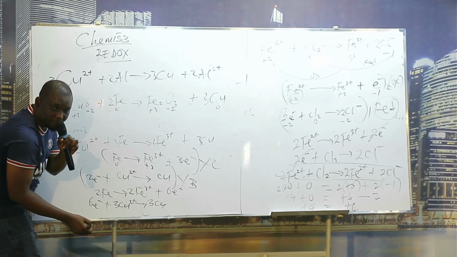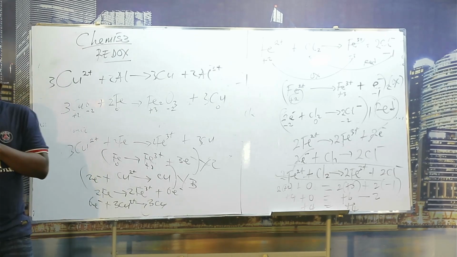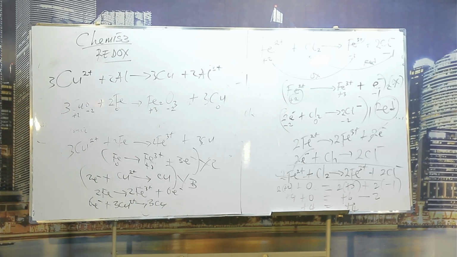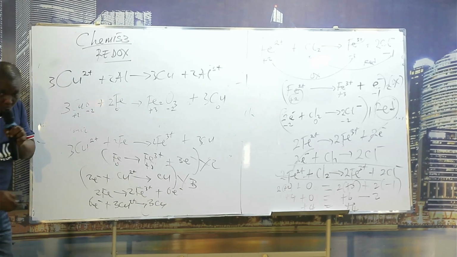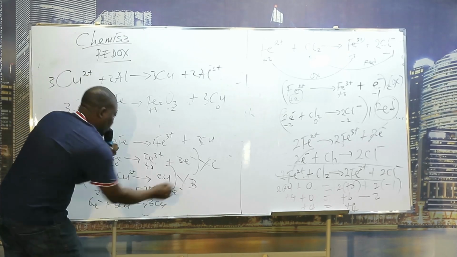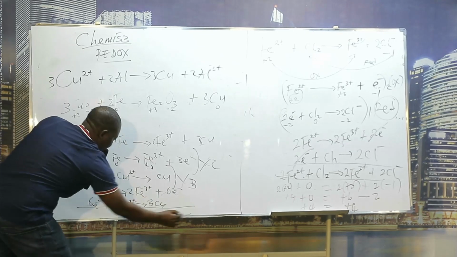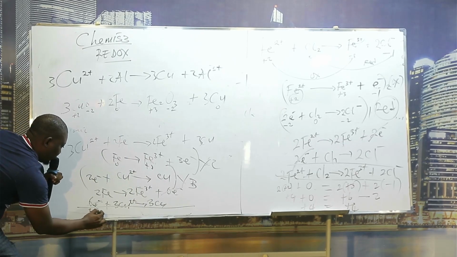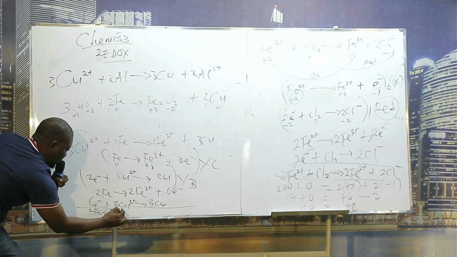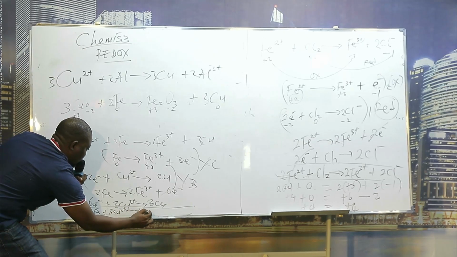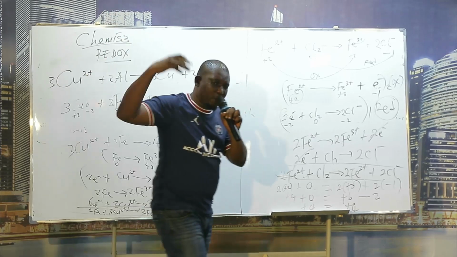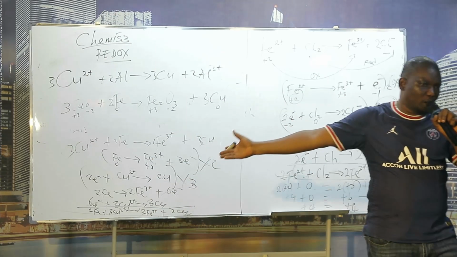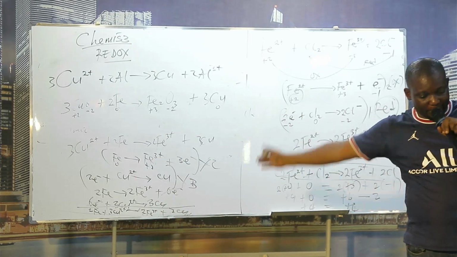Can you cancel now? How many moles of electrons are released during this reaction? 6. Cancel. They have been released, so we cancel and join the reactions. You have 2Fe plus 3Cu2+ equals 2Fe3+ plus 3Cu. The equation is balanced. Maybe you want to learn the hard way whenever.